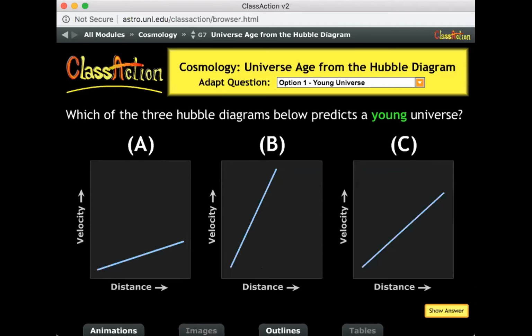The other way to think about this is to remember what the Hubble constant is. The Hubble constant is the slope of this line. So the Hubble constant is smallest in A, middle in C, and largest in B. And remember that the age of the universe is the inverse of the Hubble constant. The larger the Hubble constant, the younger the universe. So the steeper the slope, the larger the Hubble constant, the younger the universe must be. The answer is B. Okay, let's do one more.